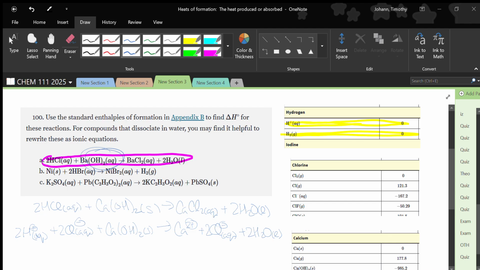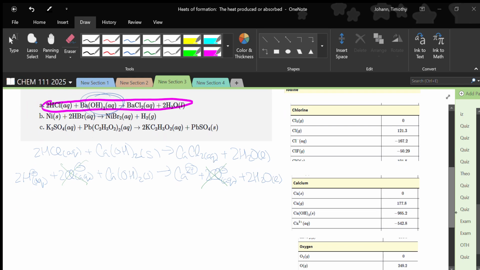This is our full ionic equation. To make it the net ionic equation, we're going to cancel out things that are common on each side, and that's these chloride ions. So now I've saved myself some trouble. I will not have to look up the heats of formation for those ions. Let's go ahead and look all these things up.